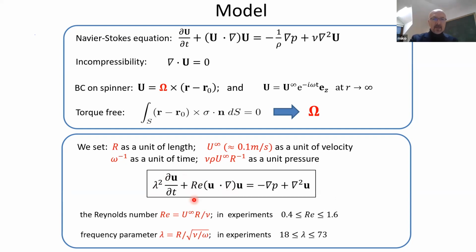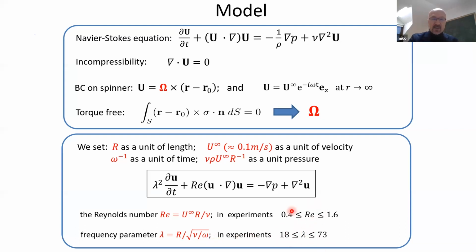Experimentally, the Reynolds number is in the range between 0.4 and 1.6, so not very small. And this frequency parameter lambda basically controls the ratio between the size of the particle and this square root, which I will show you is the width of the so-called Stokes boundary layer around the nanoplates. Experimentally, this parameter is in this range.